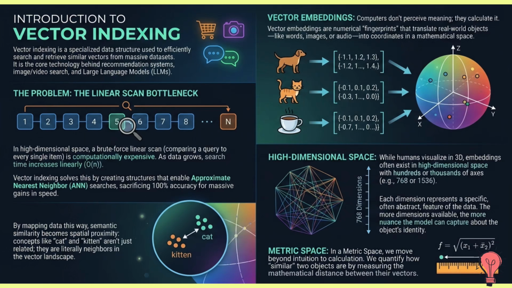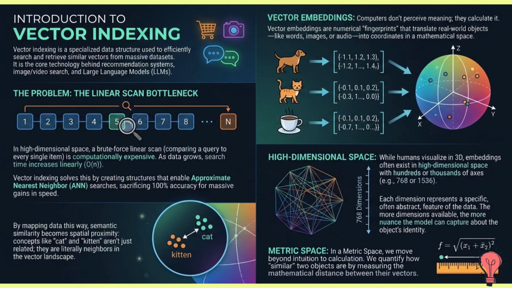Vector indexing is a specialized data structure used to efficiently search and retrieve similar vectors from massive datasets. It is the core technology behind recommendation systems, image or video search, and large language models. In high-dimensional space, a brute force linear scan, which is comparing a query to every single item, is computationally expensive. As data grows, search time increases linearly. Vector indexing solves this by creating structures that enable approximate nearest neighbor searches, sacrificing 100% accuracy for massive gains in speed.